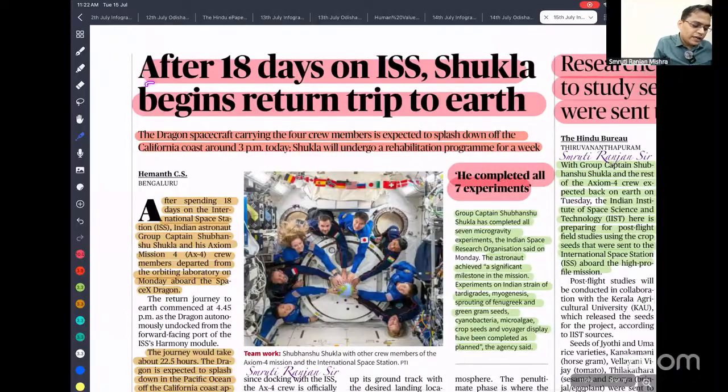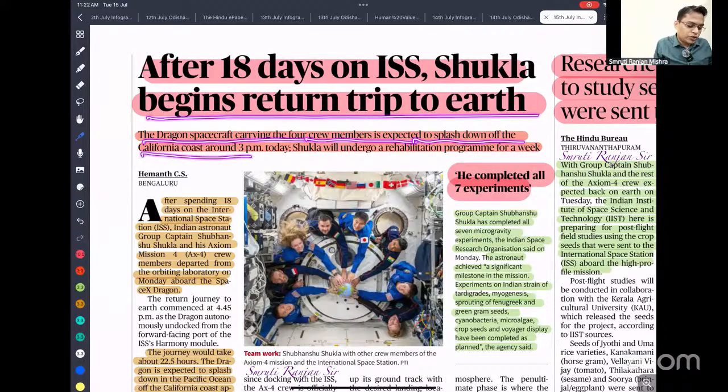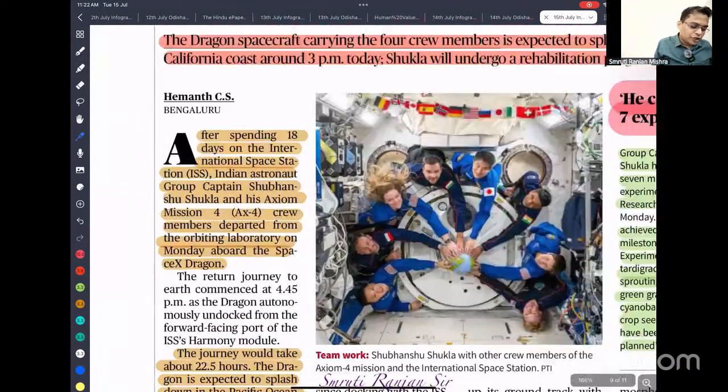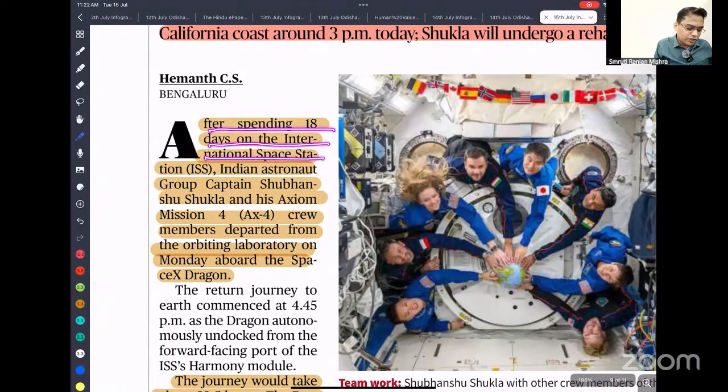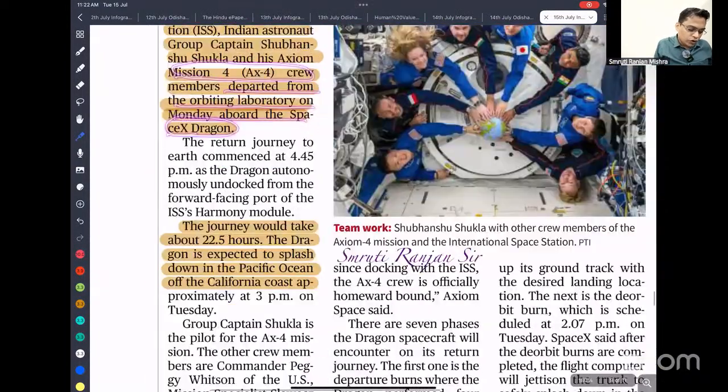After 18 days on the International Space Station, Shukla began his return trip to Earth. The Dragon spacecraft carrying 4 crew members is expected to splash down off the California coast around 3 p.m. today. Shukla will undergo a rehabilitation program for a week in California. Indian astronaut Group Captain Shubhanshu Shukla, under the Axiom 4 mission, departed from the orbiting laboratory Monday onboard the SpaceX Dragon. The journey will take around 22.5 hours before reaching the California coast.